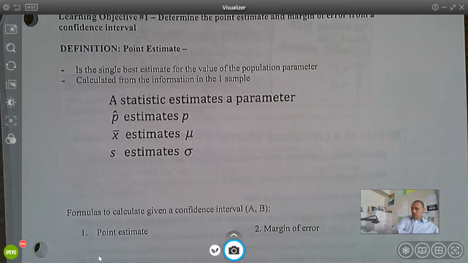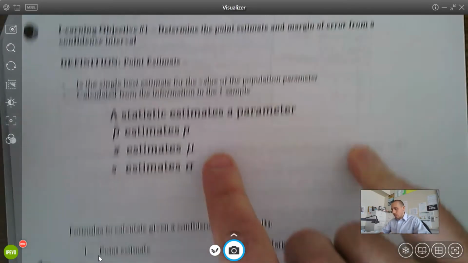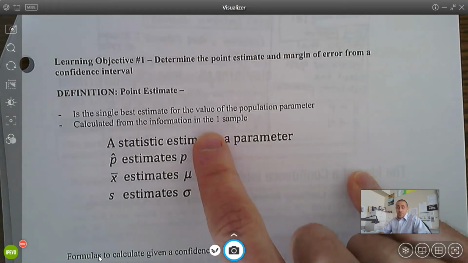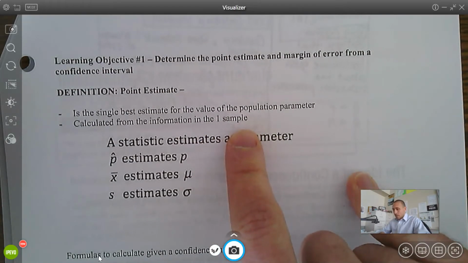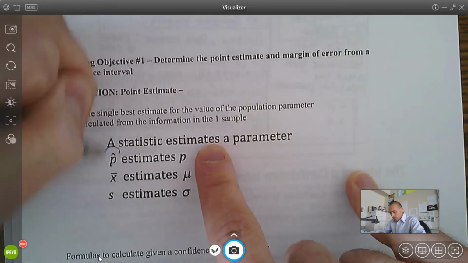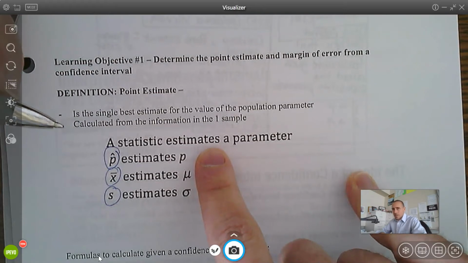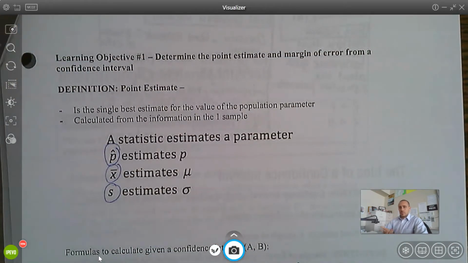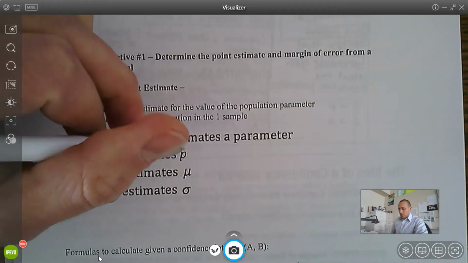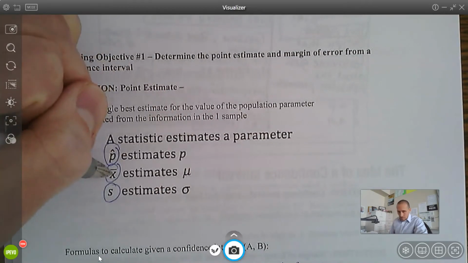Okay. So this first learning objective talks about determining your point estimate and the margin of error from a confidence interval. So here's the deal. A point estimate is just the best estimate we have for the population parameter. And we just calculate it from the information in the sample. It could be a sample proportion, a sample mean, a sample standard deviation, a sample median, a sample IQR. We're estimating the population proportion with the sample proportion, the population mean with the sample mean, et cetera.